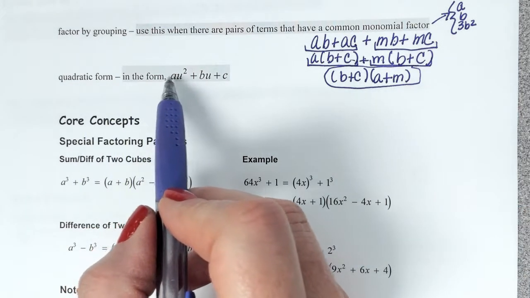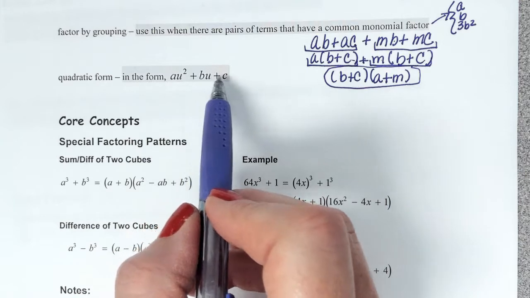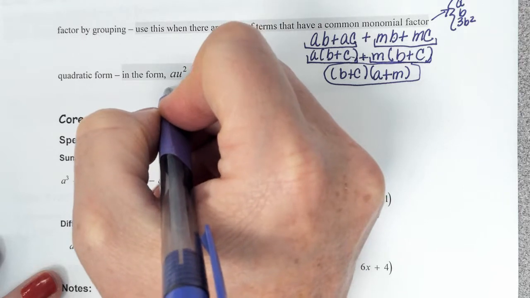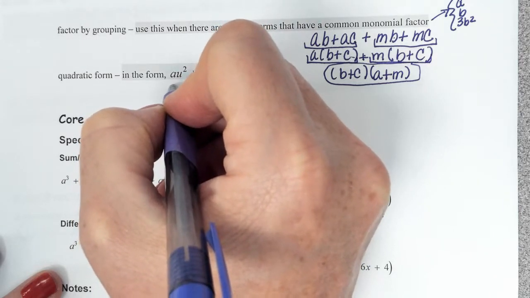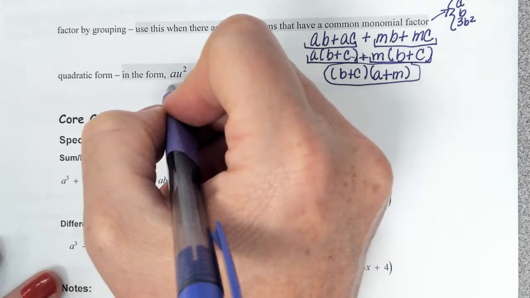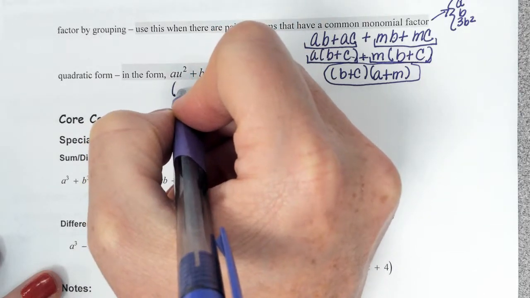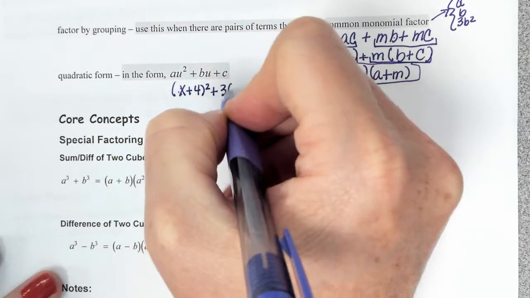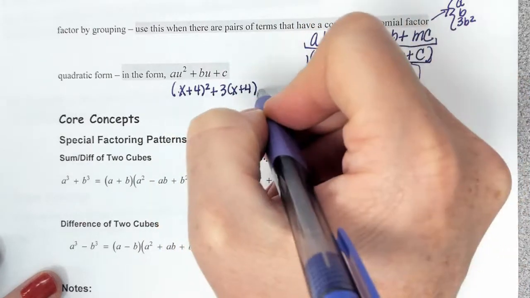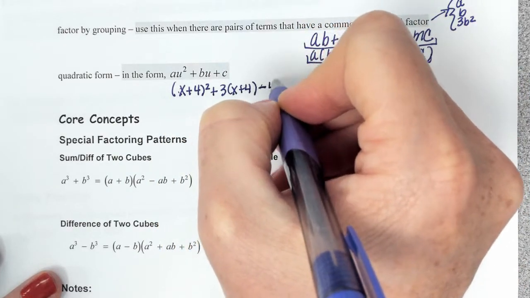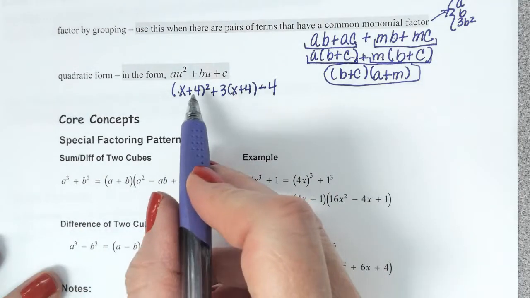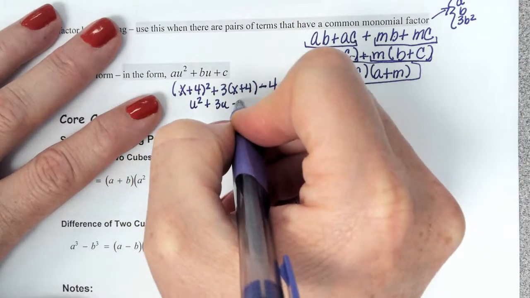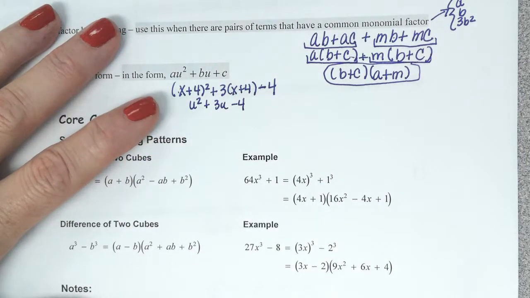Quadratic form. This is when I have au squared plus bu plus c. Let me show you an example of this. Let me make one that's not too difficult. Let's say we've got x plus 4 squared plus 3 times x plus 4, and then minus 4. See how this can be written as u squared plus 3u minus 4? That's how that could be written.